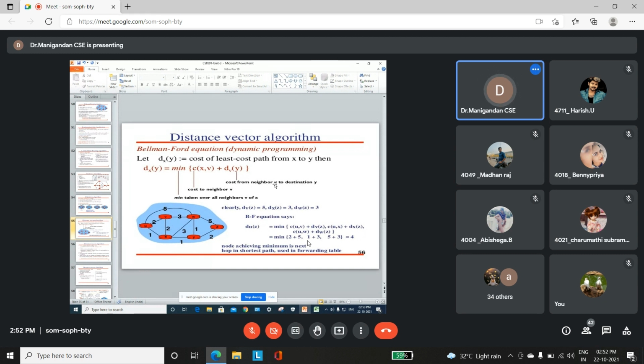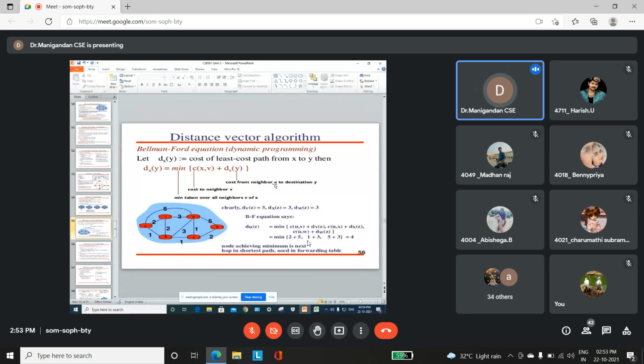Then the minimum value will be taken from the cost values. Here we are assigning the cost to neighbors, c(x,v). Here x is one node and v is a neighbor node. For u, the neighbors are v and x. For v, the neighbors are w and x. For w, the neighbors are v, z, y and x. These are the neighbor nodes, the nodes connected to a particular node, which are all called neighbor nodes.